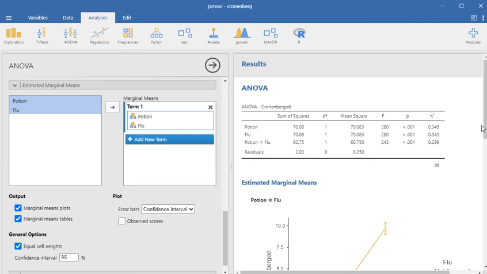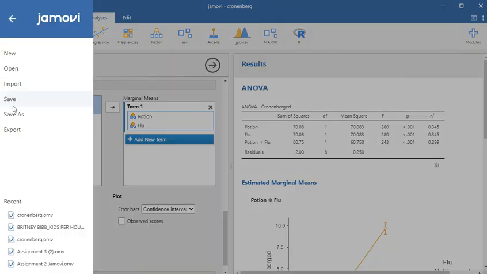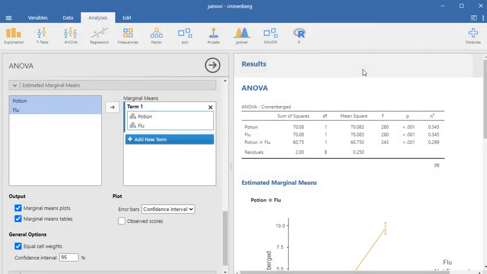Alrighty. I will leave you with that, and all you have to do is remember, save your results, and once you've saved, then go ahead and upload that to the appropriate assignment, and you will be done.